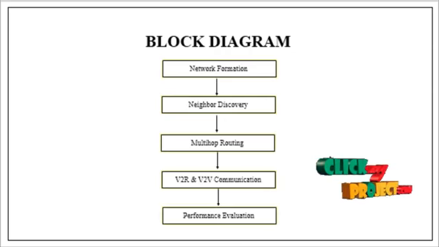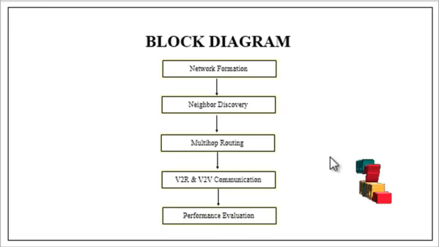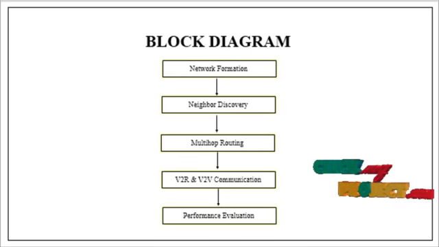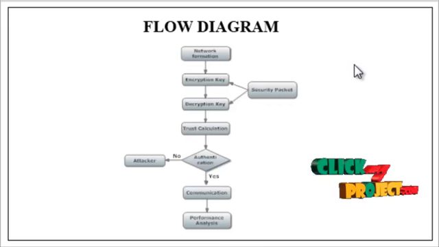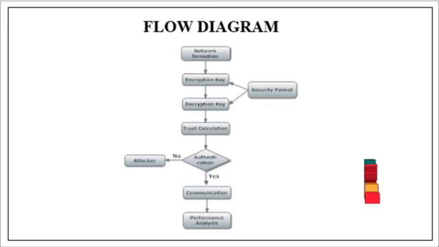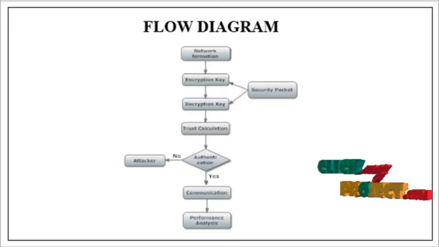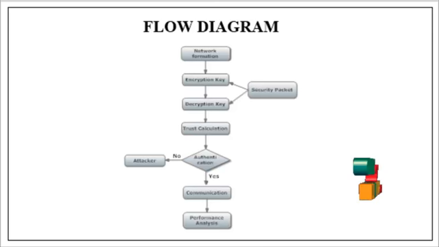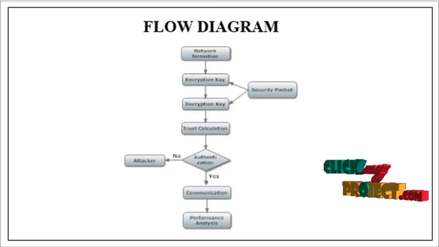Now we are going to discuss the block diagram of our project. This is our block diagram. This is our flow diagram. First one is network formation. The network formation is the first module of the project. The mobile nodes are deployed.